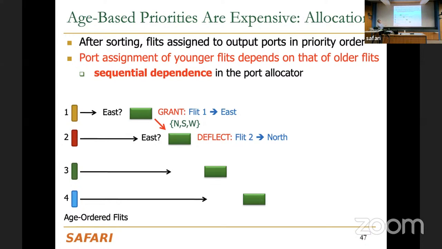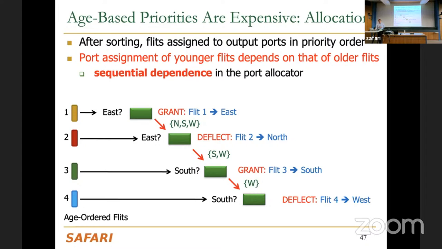But clearly, it cannot get assigned east. And the way you know that it cannot get assigned east is because someone else got assigned east earlier. And then south and west are available. Flit 3 wants south. That's good. It's granted. Now only west is available. Flit 4 wants south. Well, too bad. It also gets deflected. You get west, right? So basically, there is a sequential dependence in this decision making, and that actually increases the critical path of the router.